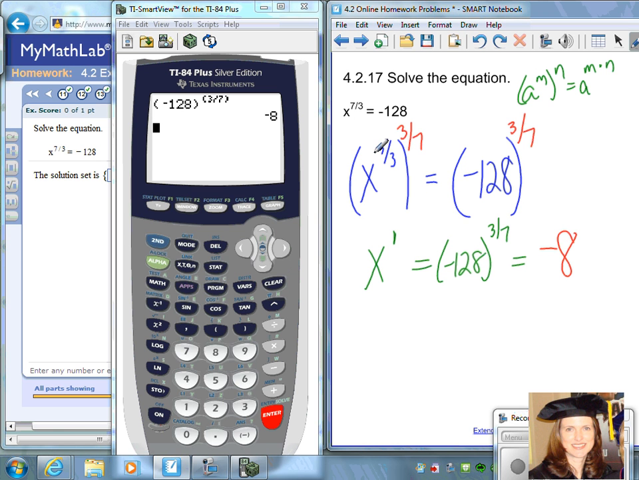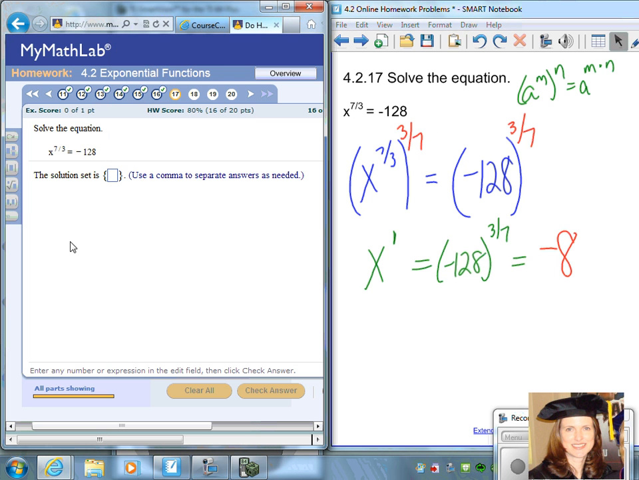Okay, again, the key to getting the x by itself here is to raise both sides to a power that is the reciprocal. And we can check our answer, negative 8.